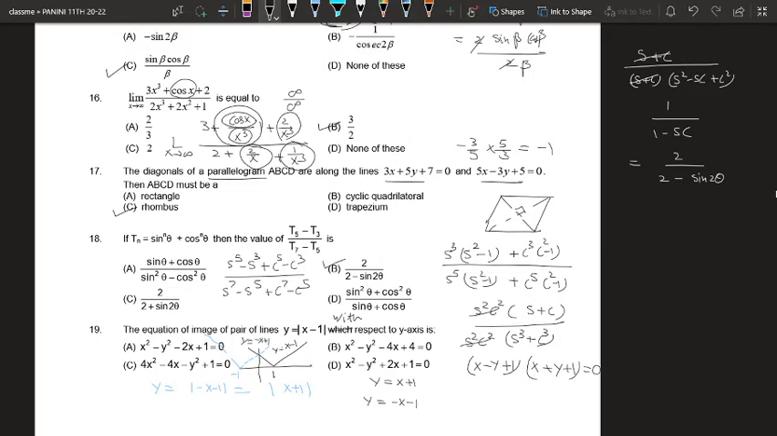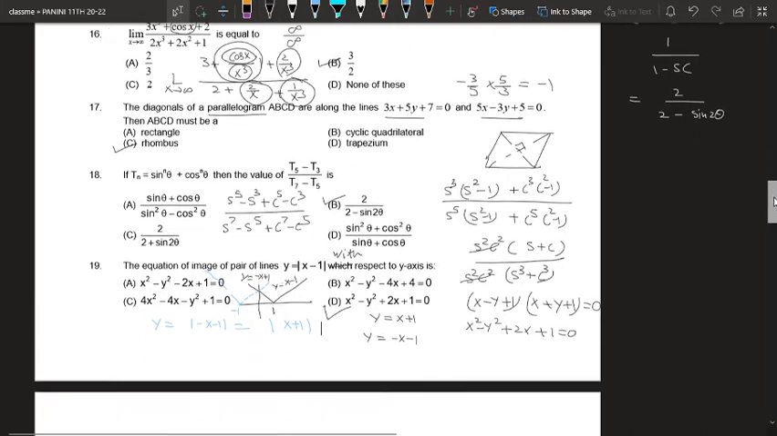So (x minus y)(x plus y), that is x square minus y square. Now terms of x plus 2x, terms of y 0, and plus 1 is equal to 0. So x square minus y square plus 2x plus 1 is equal to 0.